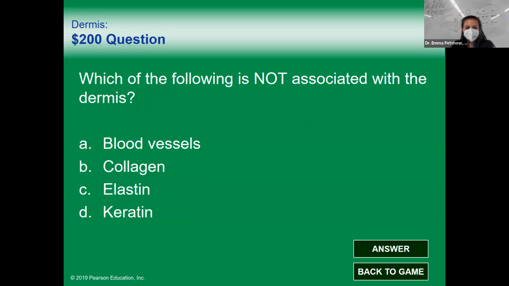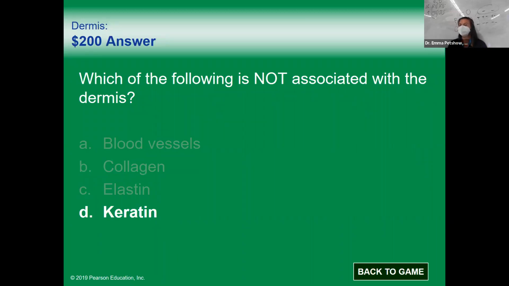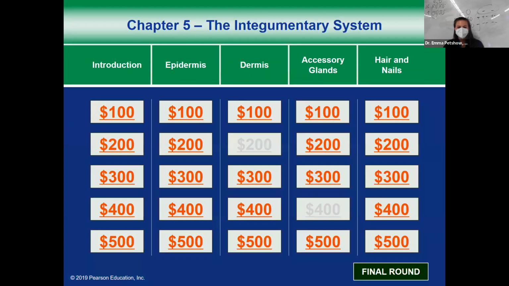Dermis 2. Which of the following is not associated with the dermis? Blood vessels, collagen, elastin, keratin. Are blood vessels in the dermis? Yes. Is collagen in the dermis? Yes. Is elastin in the dermis? Probably. Great. Is keratin in the dermis? We know keratin's in the epidermis, so keratin is your answer. Yes, D. Good job. Okay, perfect. What's next?